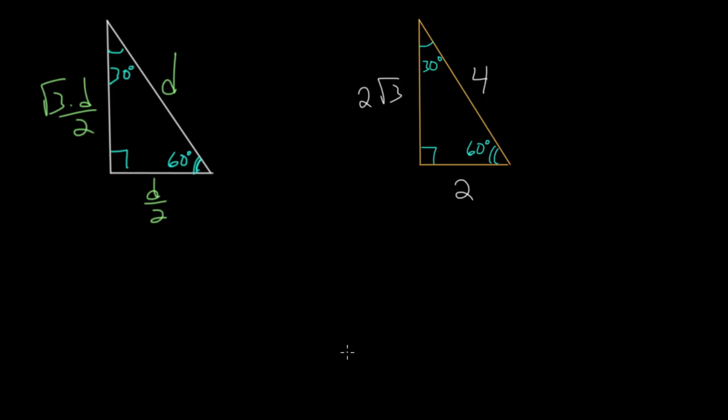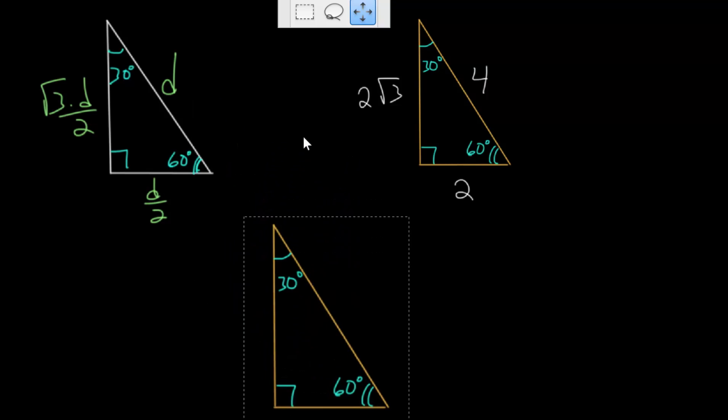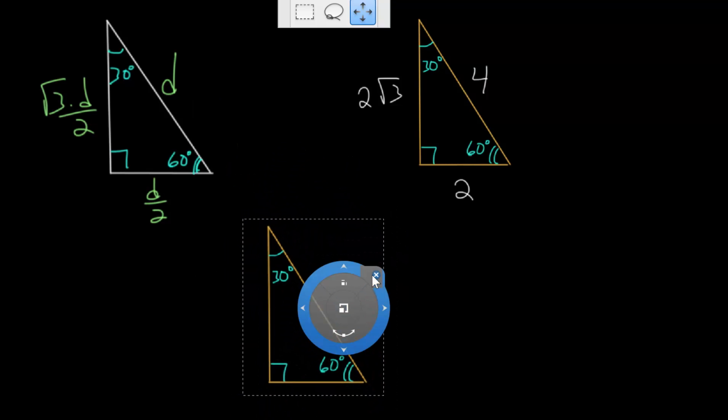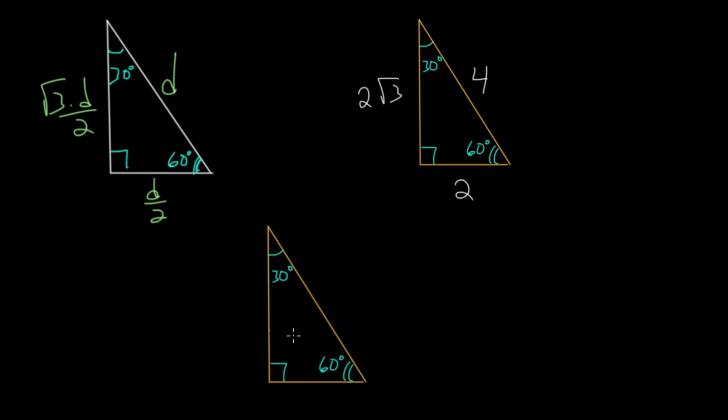30, 60, 90 triangle. And if we look at one other example, let's say we have some other 30, 60, 90 triangle. And let's say in this case, we know this side length here, that this is, let's say it's a whole number. Let's say it's 5.